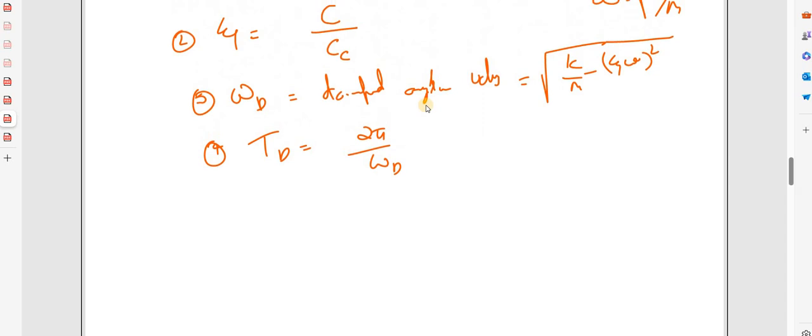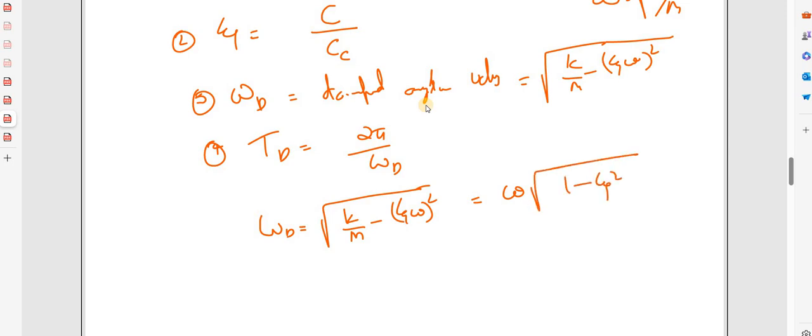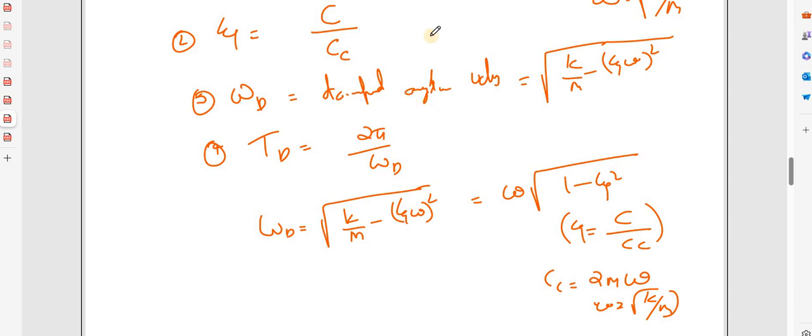So here you can see this equation, omega d is root of k by m into (1 minus theta squared), and this can be simplified as omega d is equal to omega into root of 1 minus theta squared. What is theta? It is the ratio of c by cc. And what is cc? Cc is equal to 2m omega. And what is omega? Omega is equal to root of k by m. So this is how the relationships will be going on.